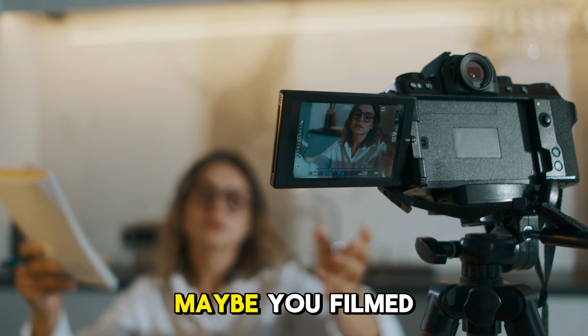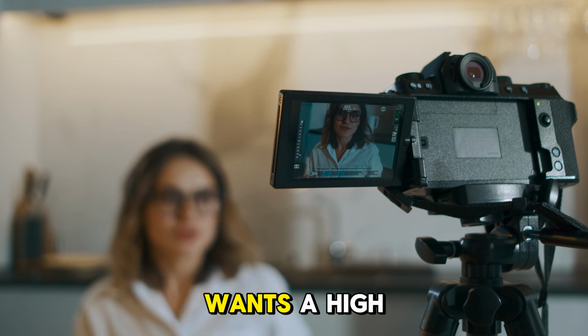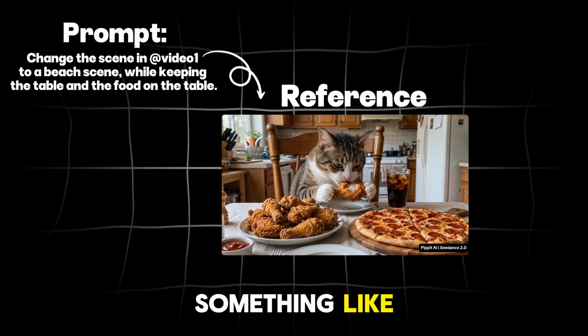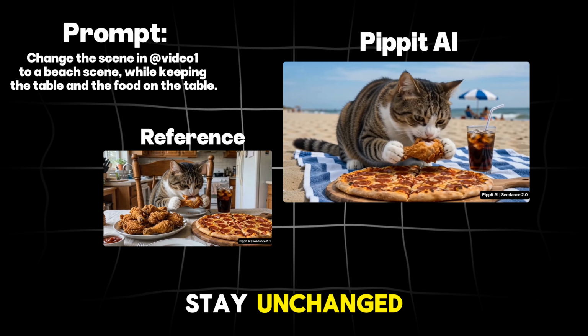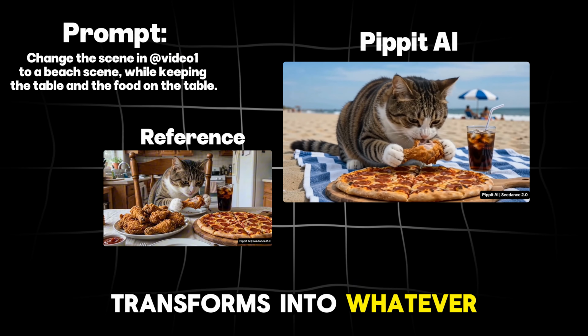Background changes. Maybe you filmed in your bedroom, but the brand wants a high-end vibe. You can prompt something like, change the scene in this video to a beach setting, while keeping the table and the food on the table exactly the same. The main elements stay unchanged, but the environment transforms into whatever setting you describe.